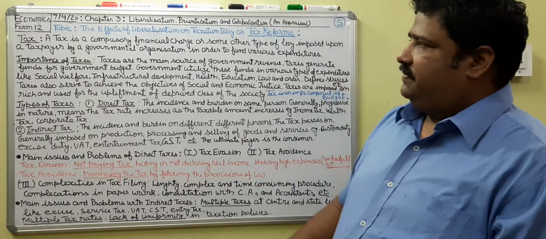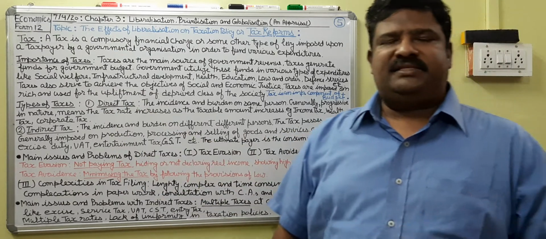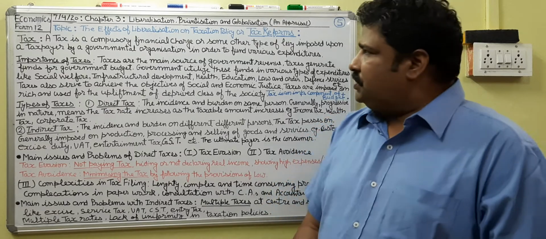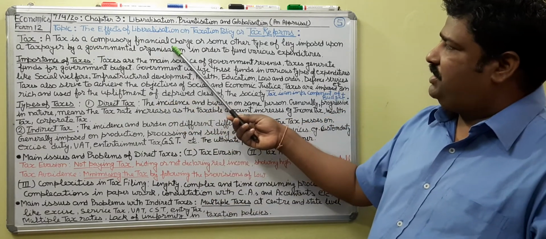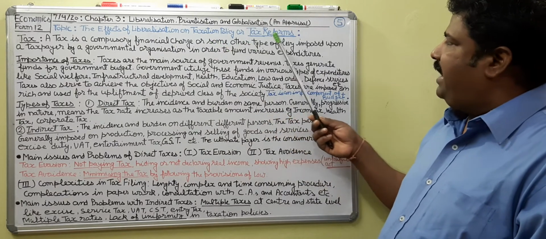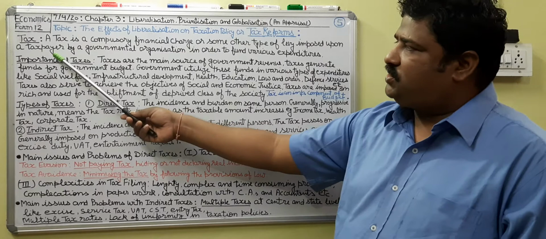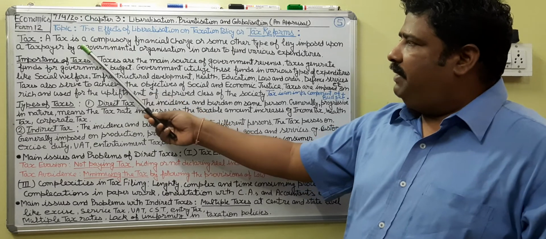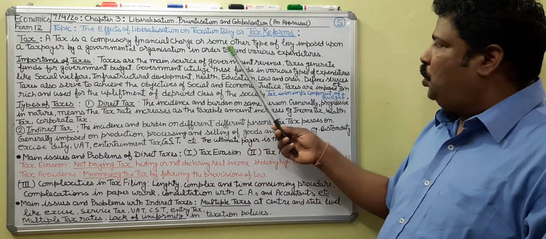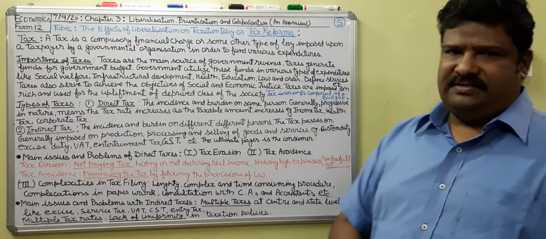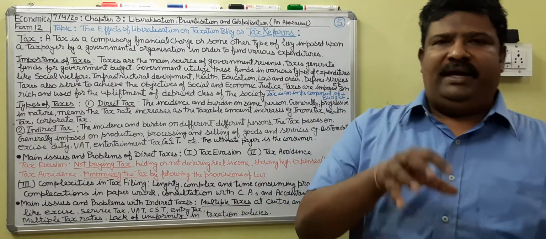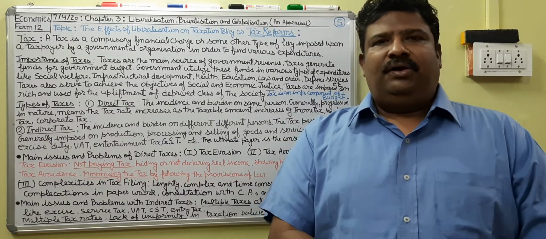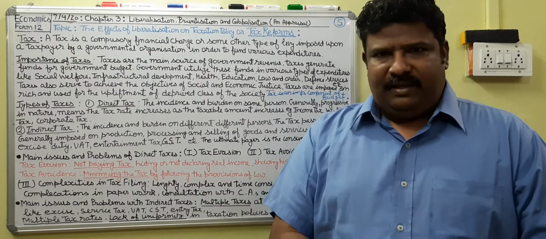Coming to tax, what is a tax? Tax is a compulsory financial charge on the taxpayer by a government organization. It is a compulsory financial charge or some other type of levy imposed upon a taxpayer, who may be a person or a firm, by a governmental organization in order to fund various expenditures. Basically, the government takes taxes to spend money on budgetary issues.